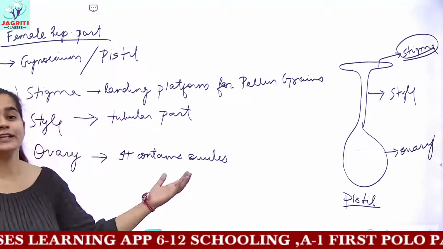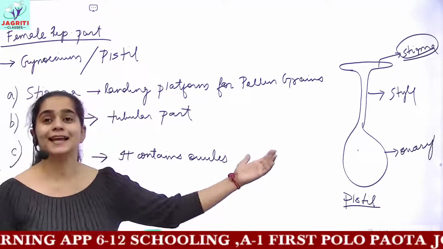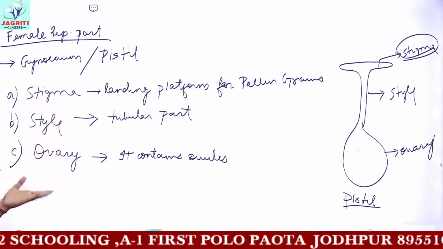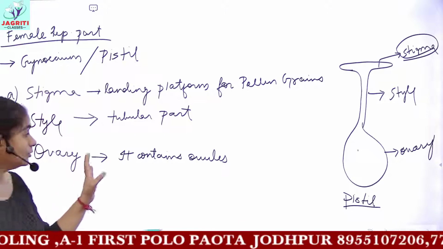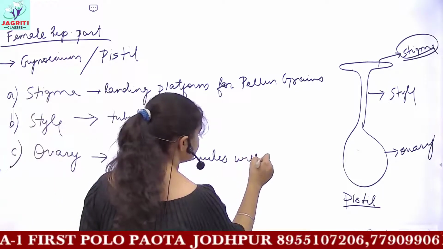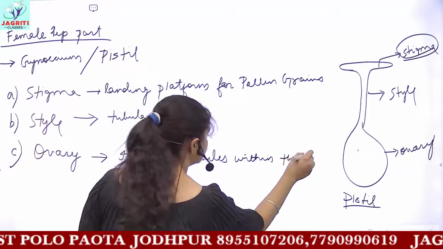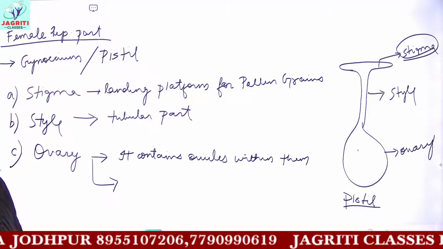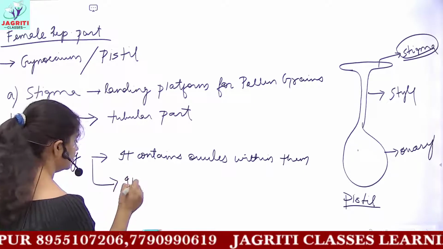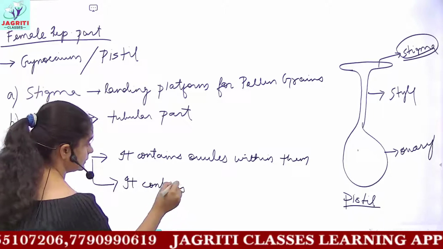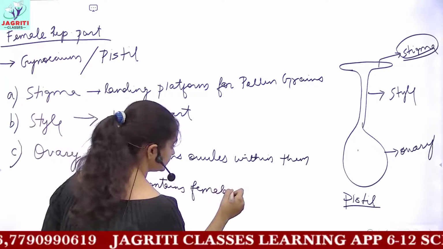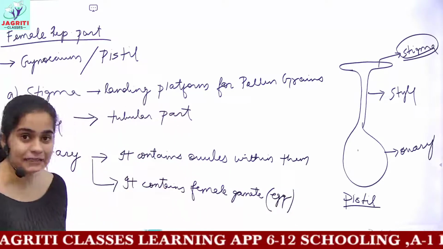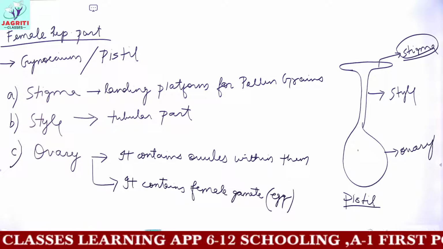Ovules later on, when reproduction occurs, when fertilization occurs, are responsible for the production of seeds, and this ovary forms your fruit. So this ovary contains ovules within it, and one of the ovules also contains the egg, which is the female gamete. So it contains the female gamete, which is known as egg cell or egg. So this is an account of the female reproductive part.